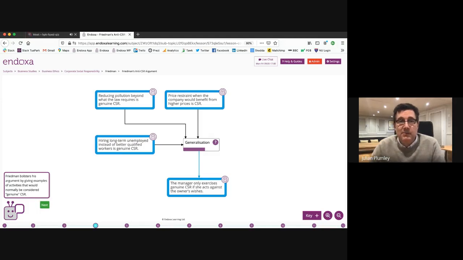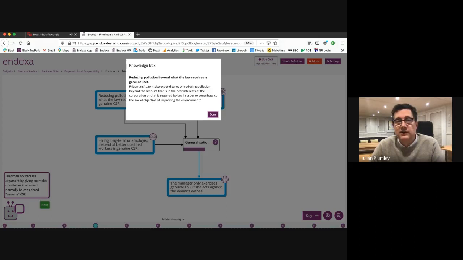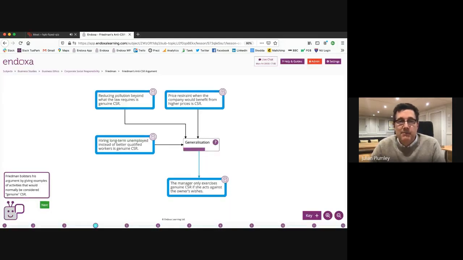Excuse me. If you click on the brain box, in these cases, you get a quote. These are quotes straight from the paper. So if you want to put quotes in an essay or something, that's quite useful. And in each case, these are things that go above and beyond what the manager is required to do by the owner or by the law. So, for example, reducing pollution beyond what the law requires is genuine CSR.